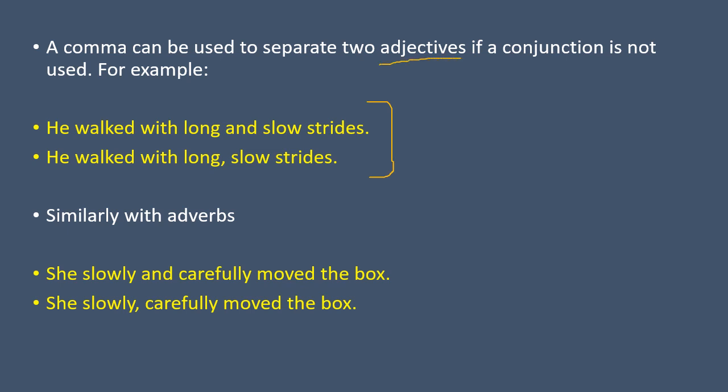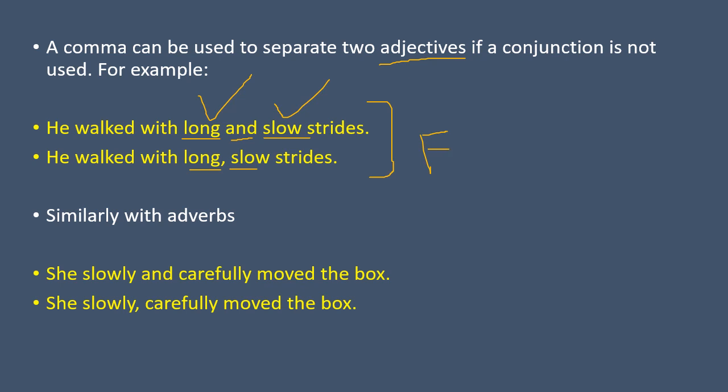So look at the sentence now here. Just focus on adjectives. He walked with long and slow strides. So long is an adjective, slow is an adjective. This sentence separates both these adjectives with "and". But he walked with long, comma, slow strides. So the same adjectives here are separated using a comma. So both these sentences are absolutely correct. Let's say student number one uses "and", student number two uses a comma. Both of them are correct. So that's how the use of comma is very, very flexible, I would say.